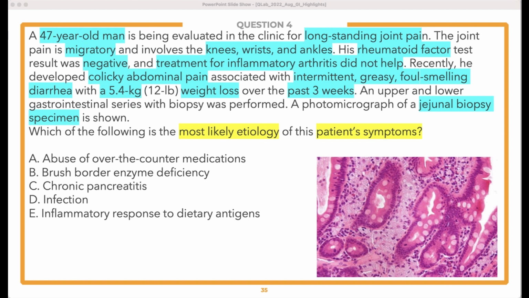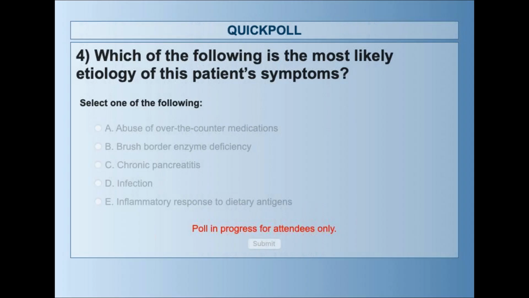Okay, thank you, Paris. So again, this is it, here in the cleanup spot. What do you think is the most likely etiology of this patient's symptoms?